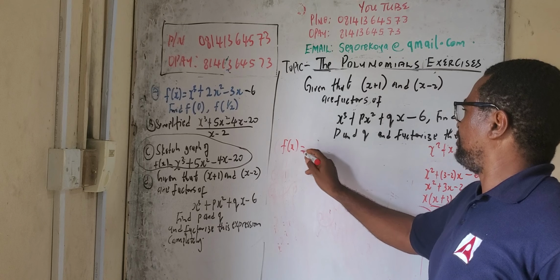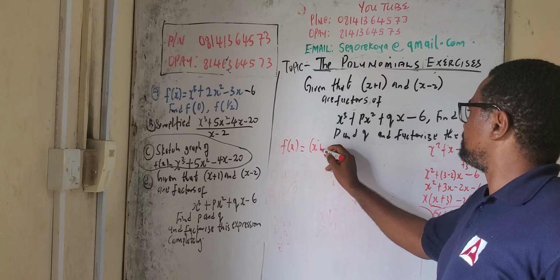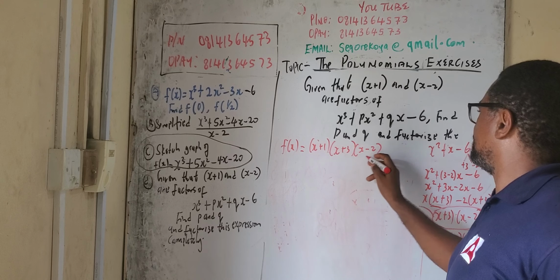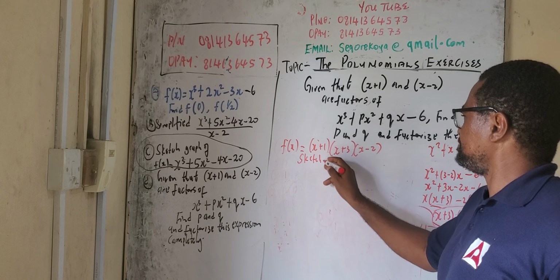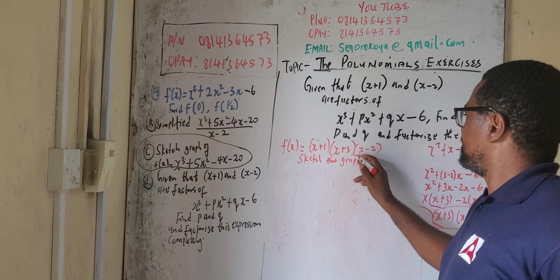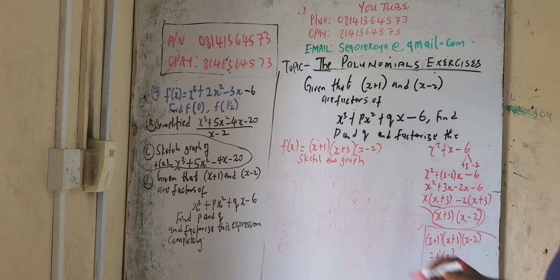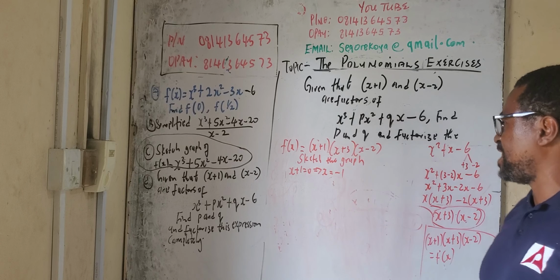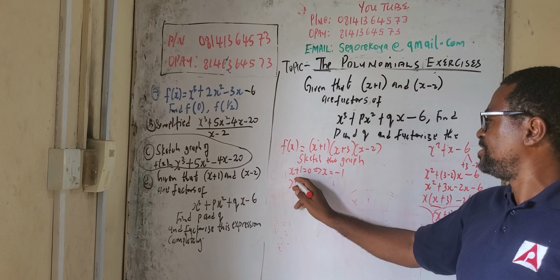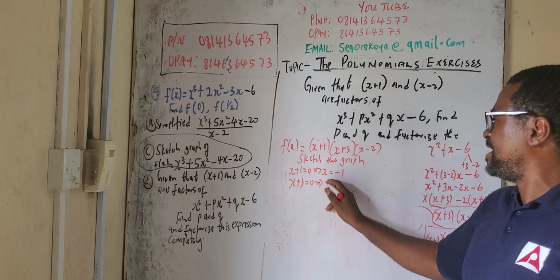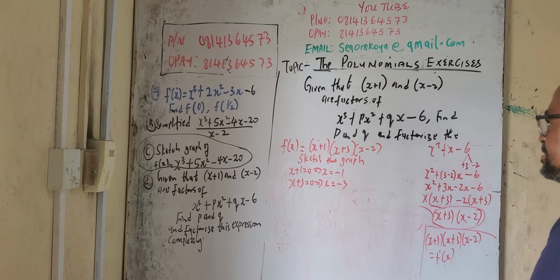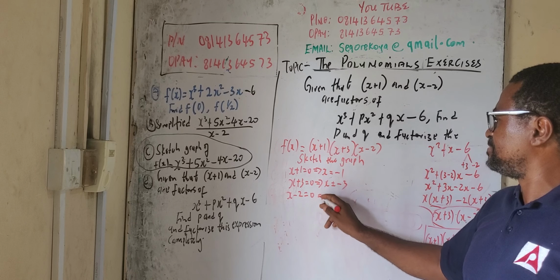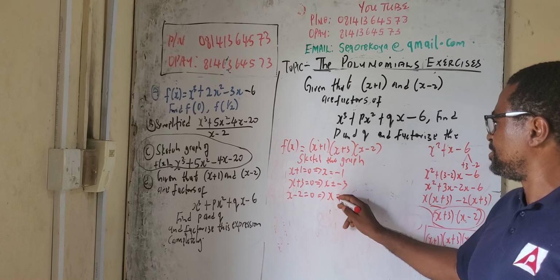for f of x, we have obtained the factors as x plus 1 times x plus 3 times x minus 2. To sketch the graph, set each of these factors to 0. So you just say x plus 1 is equal to 0, which implies x is equal to minus 1 on the x-axis. Set this to be equal to 0. x plus 3 is equal to 0, which implies x is equal to minus 3 on the x-axis. Set this to be equal to 0. When you carry minus 2 there, it becomes positive. So it implies that your x is equal to 2.